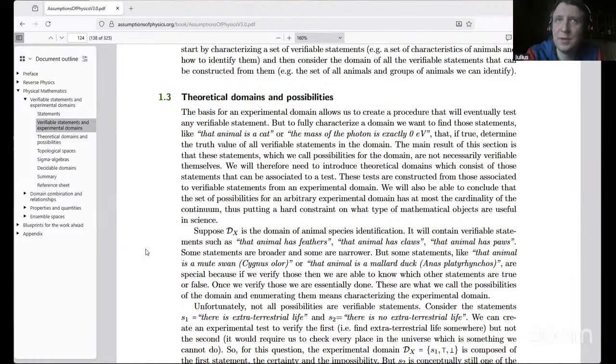So these are the type of things that people do in topology, right? And that's exactly what we justify from these axioms.